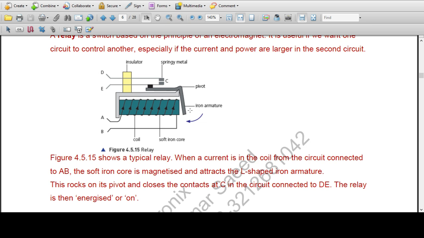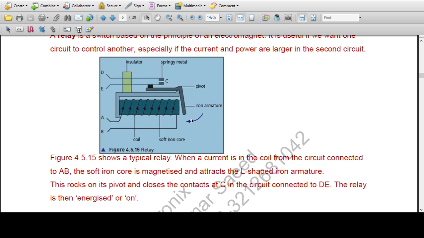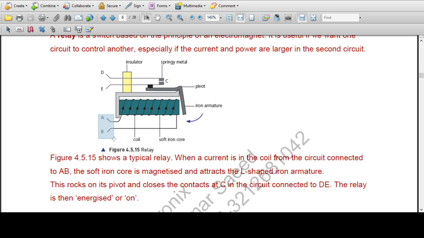As a result of this pulling force here, this will push upward, and as a result this contact will close. After closing this contact, this circuit will be completed at D and E. As a result of this magnetic circuit here, A and B, this power circuit will complete.